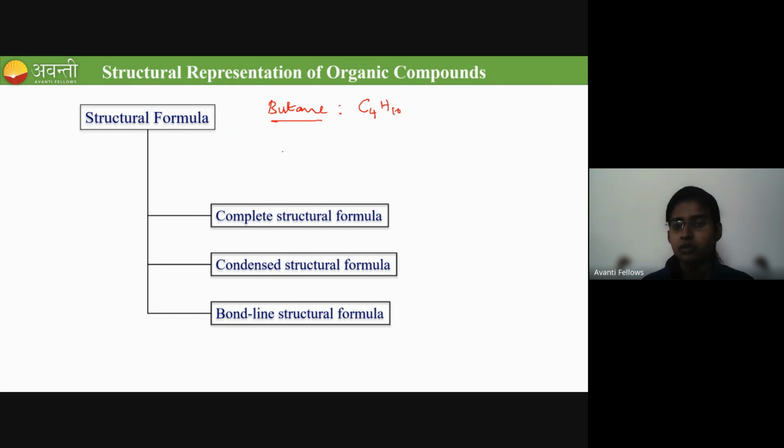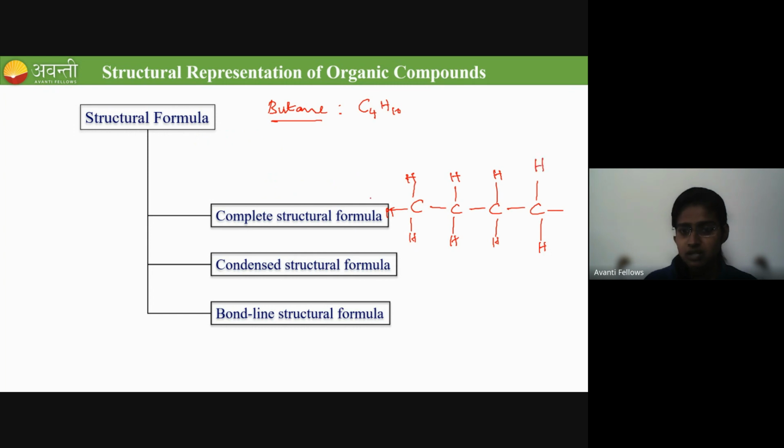So this is the formula for butane. Now, if I have to draw the complete structure, I have to show all the carbon-carbon single bonds as well as carbon-hydrogen single bonds. So 1, 2, 3, 4, and each carbon has to have 4 bonds. So it is CH3, and here CH2, and here CH2, and here we have CH3. So this is the complete structure which shows all the carbon-carbon single bonds and carbon-hydrogen single bonds.